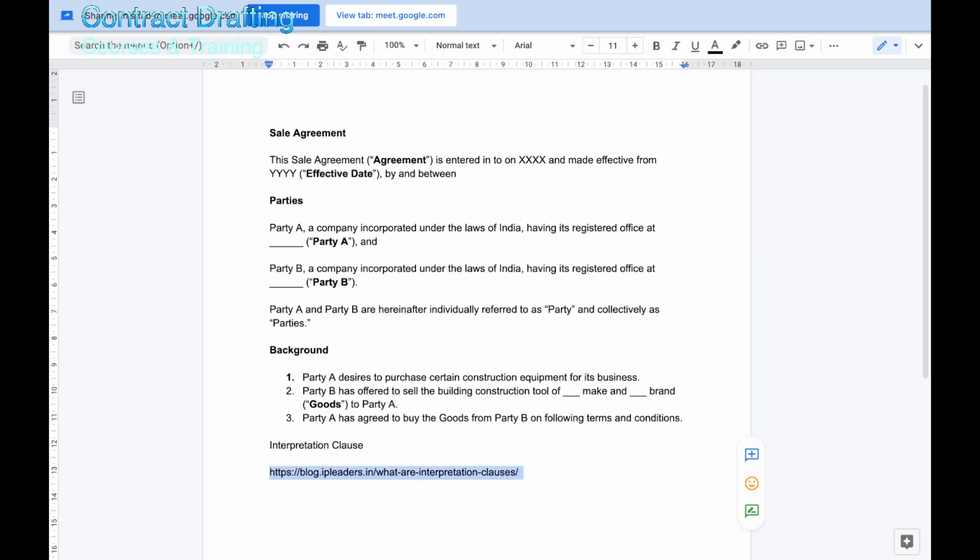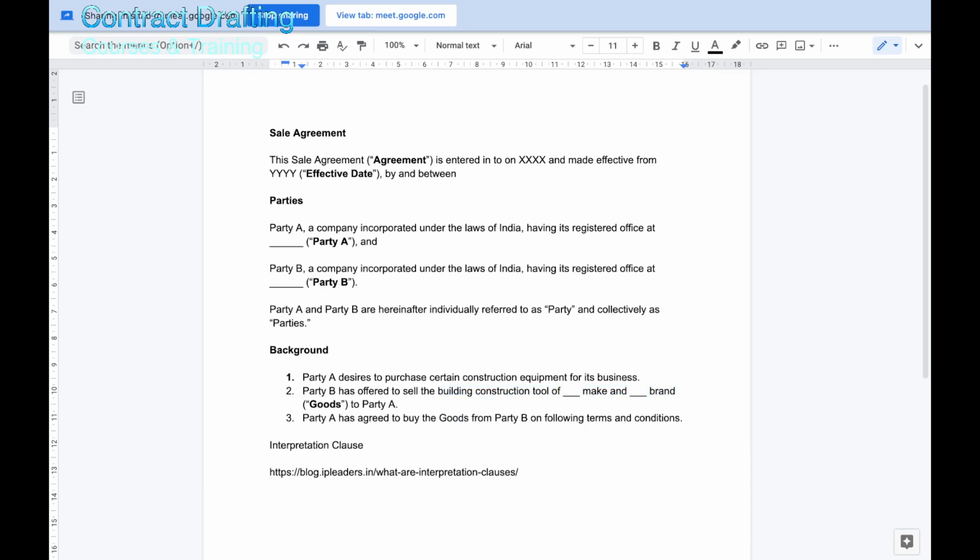Sir, could you explain the second point? Party B has offered to sell the building construction tool of this make and brand. This is again shortened as a definition called goods. And this definition goods is used as goods in the third sentence. Party A has agreed to buy the goods from party B on following terms and conditions.